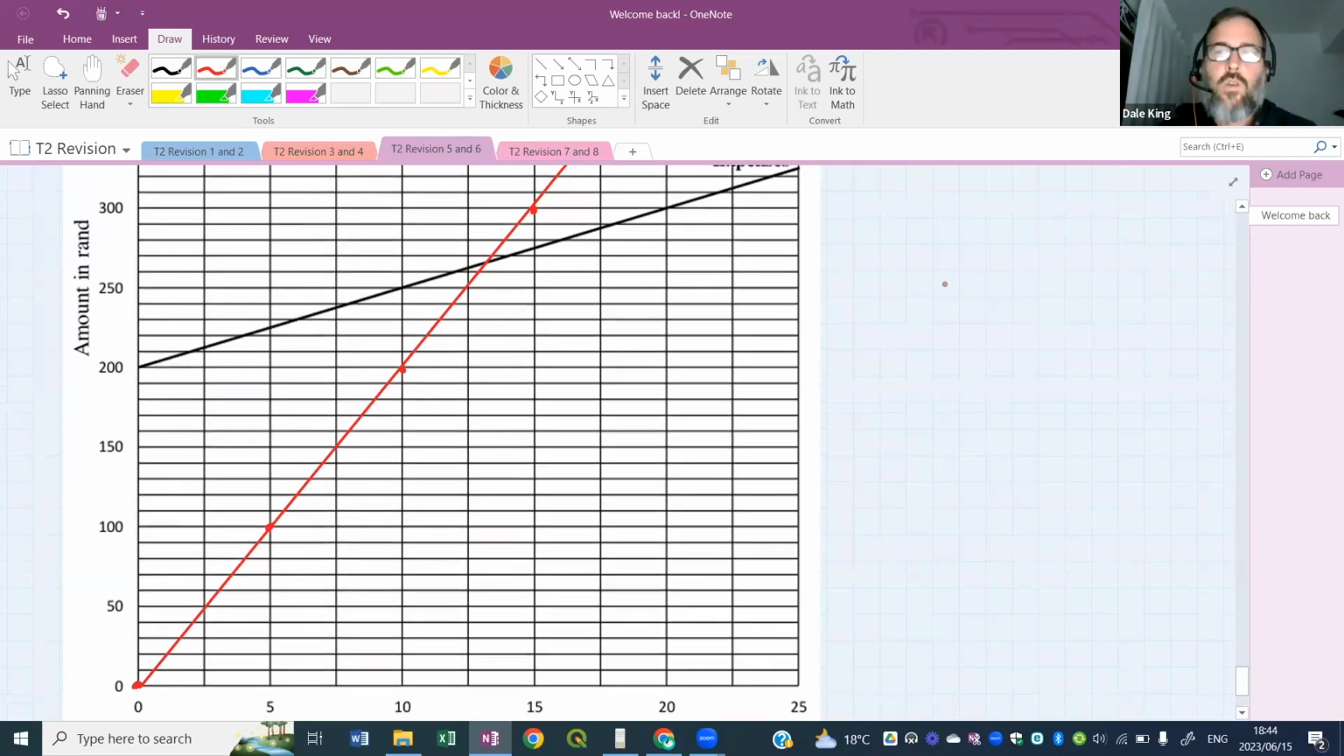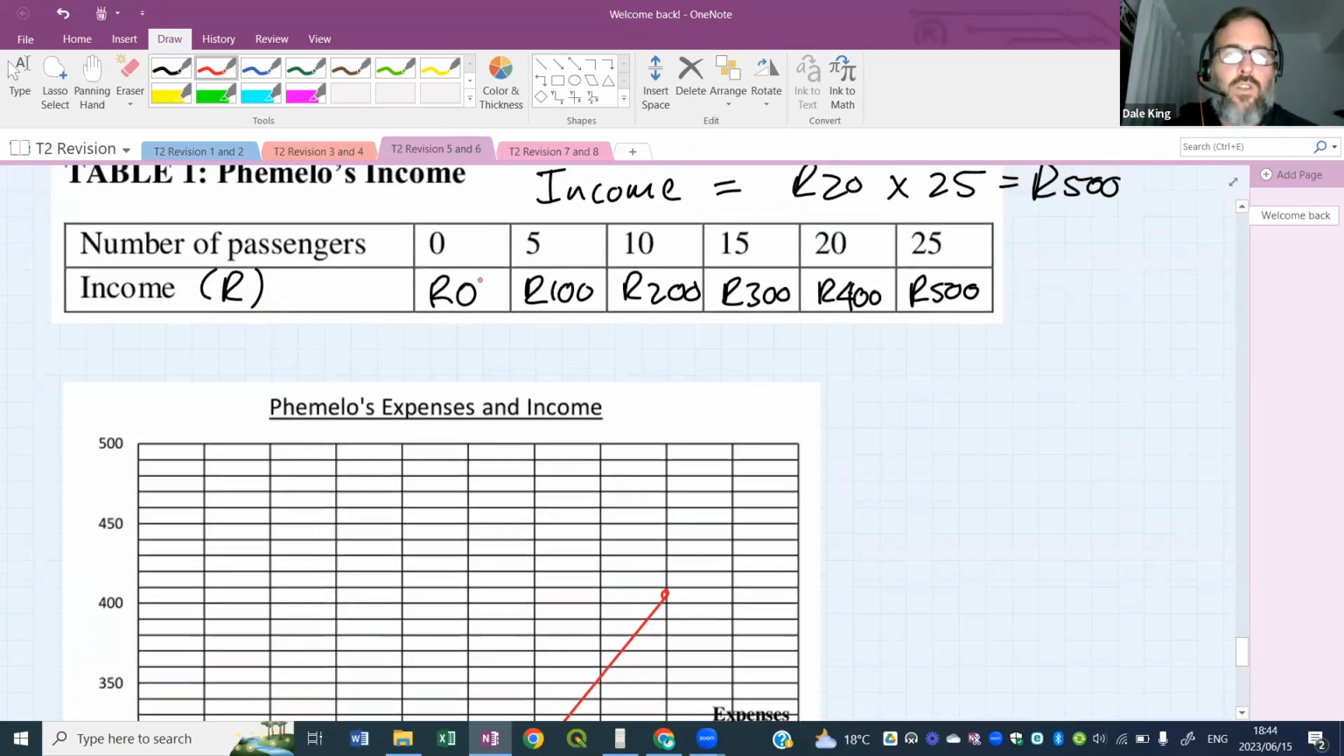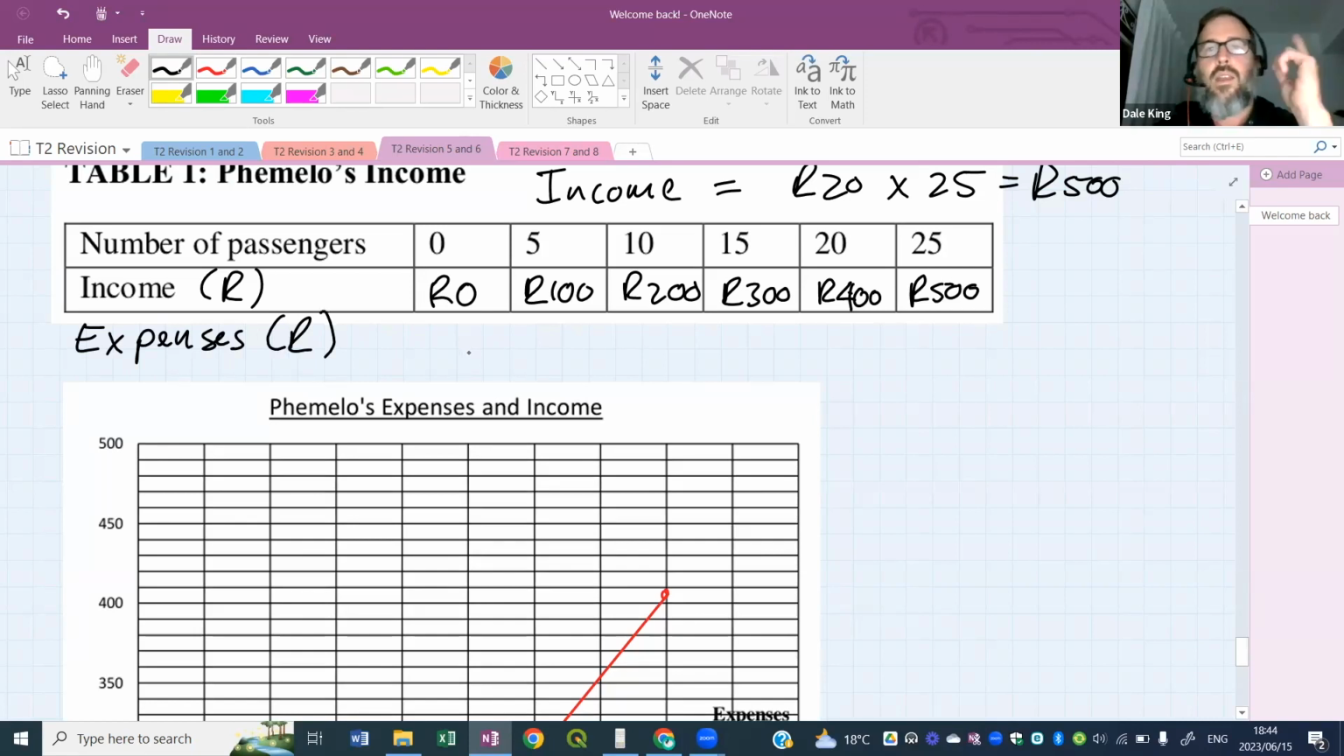All right. So in our table, when we have 0 passengers, we have 0 rands. This is our income. So if you don't have any passengers, you don't get any money. But for expenses, I'm going to write expenses underneath here. Now remember, this is the money that Pamelo pays for every trip.